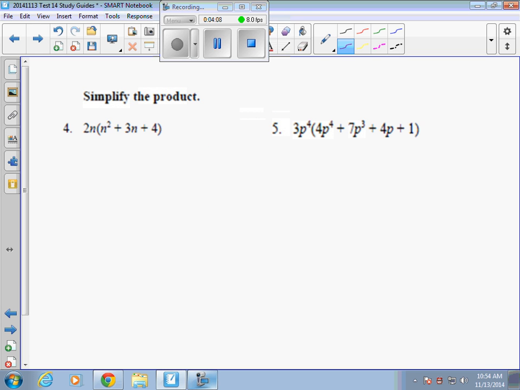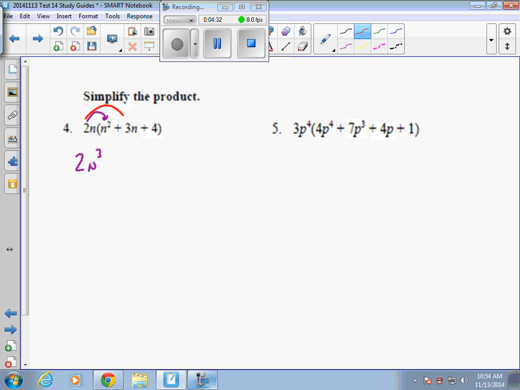Number 4, you're simplifying the product. Now you're distributing these numbers. Now, since you're multiplying the same bases, you're going to add the exponents. So distribute 2n times n squared. 2 times 1 would be 2. n to the first power times n to the second power. You add n to the 1 plus 2, and you get n to the third power.